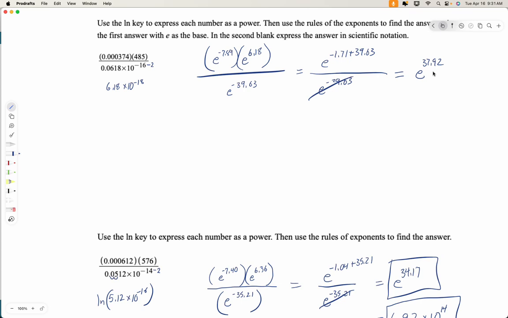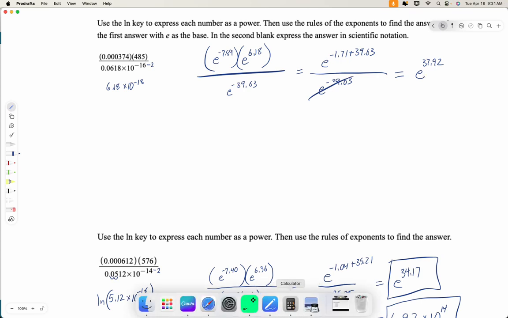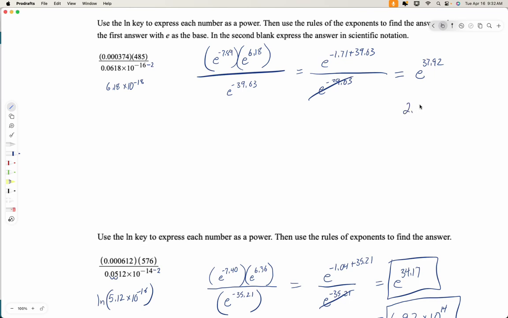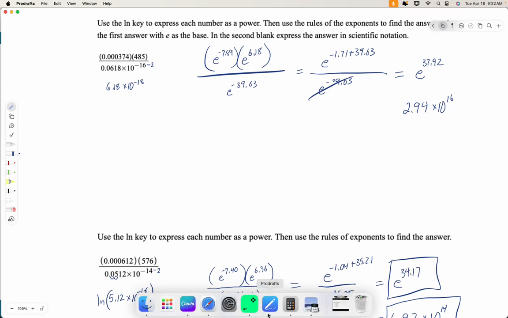And if we want to find out what that value is, we hit the e^x key to turn it back into a number. And we get 2.94 times 10 to the 16th power. That would be our answer. Let me find it and see which way the solution takes it.